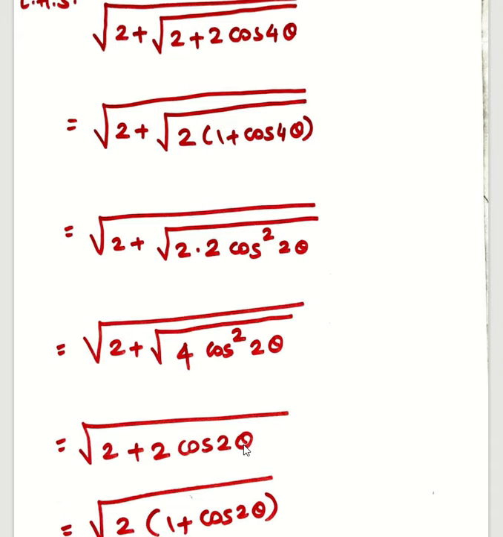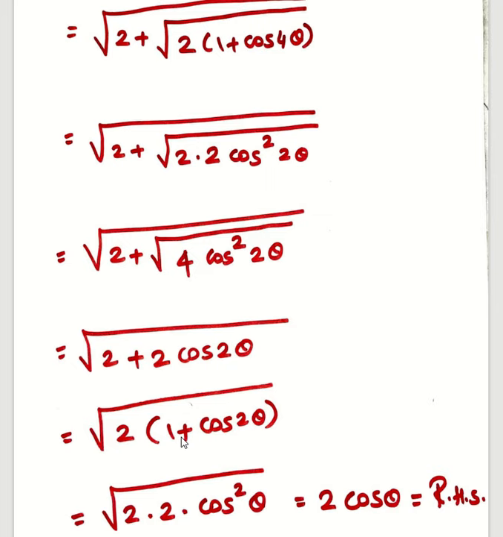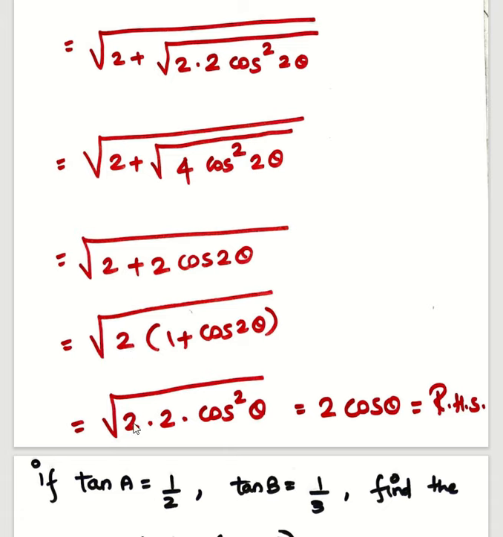Again the same procedure. Now what is common in this? 2 is common, so we are taking 2 common, then inside the bracket 1 + cos 2θ, and then again this 2 we are writing as it is. What is 1 + cos 2θ? It is 2 cos² θ. Now what is 2 into 2? 4. What is root 4? 2. And this cos square and root will get cancelled out. What you will get? Cos θ, which is equal to the right hand side. And you can say hence proved. So this is how you have to solve this type of question.